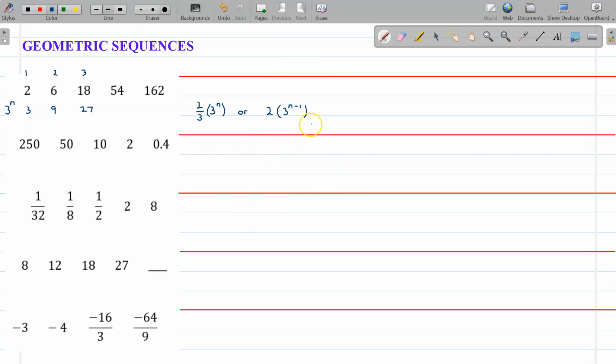Either of those two answers is correct. I could, if I wanted to, multiply by 3 again and begin with 6. And if I did that, I would have to change the power to n minus 2. But we wouldn't normally do that. There would be no reason to write it in that form. But mathematically, those three things are equivalent. So either of those first two is likely to be the answer that you would give for that question.